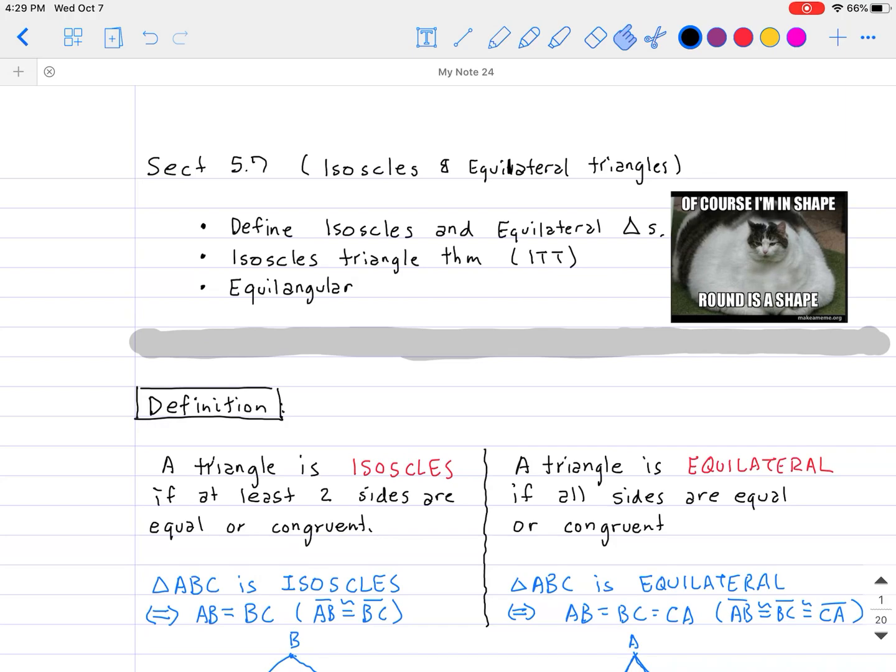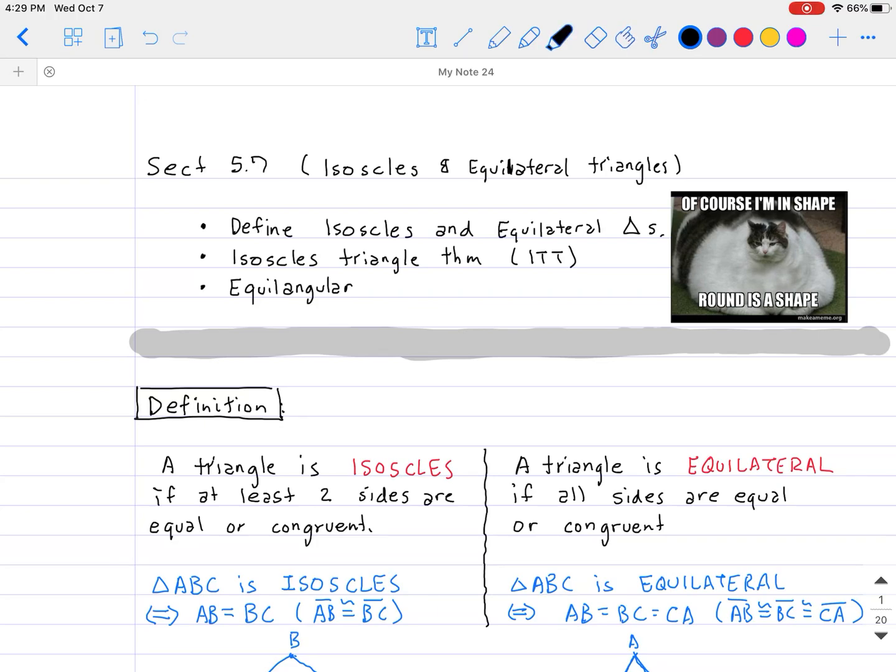Hello everybody, welcome to our geometry class. We will be talking about isosceles triangles and also equilateral triangles, and most of you are probably familiar with those from maybe what you took back in middle school or even before that. So let's come up with some formal definitions so that we can apply them to our geometry class.